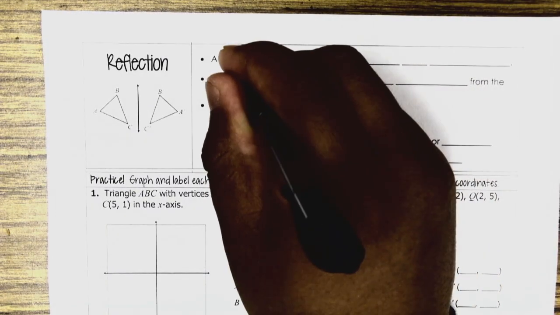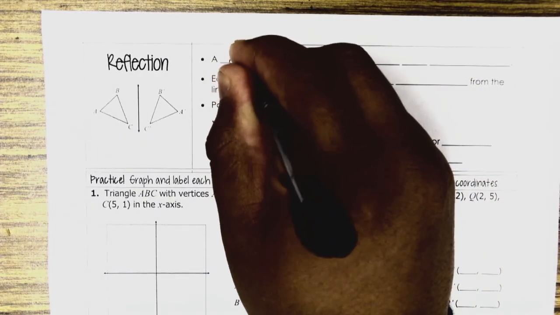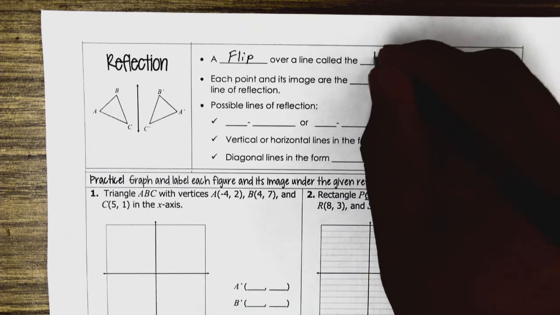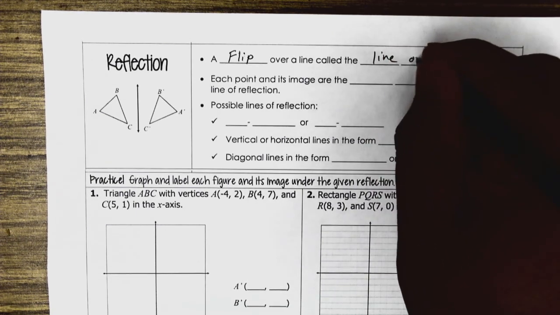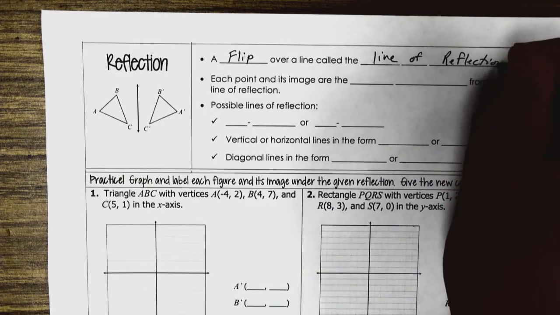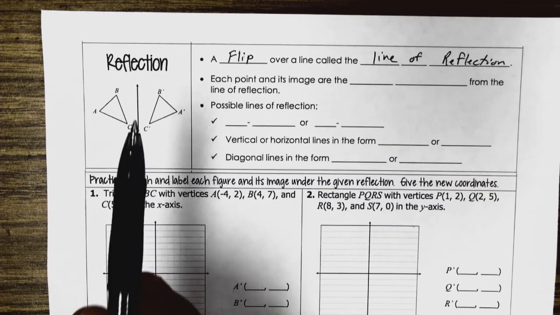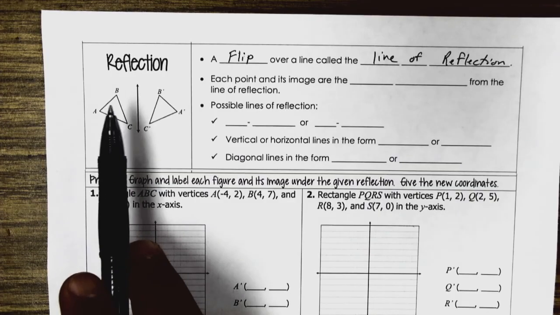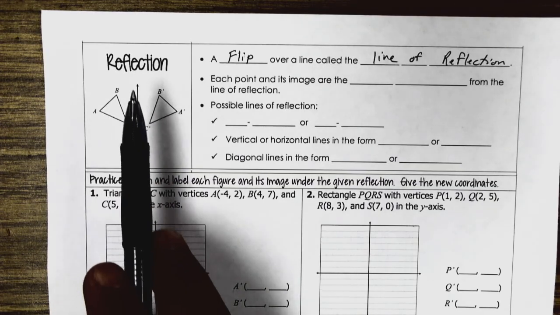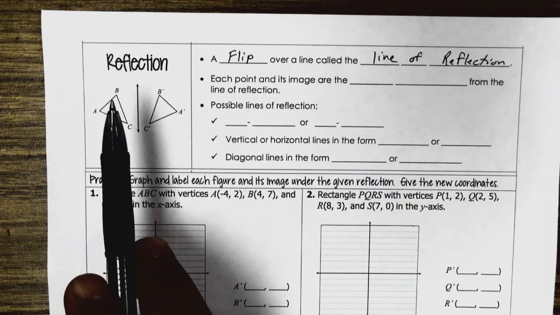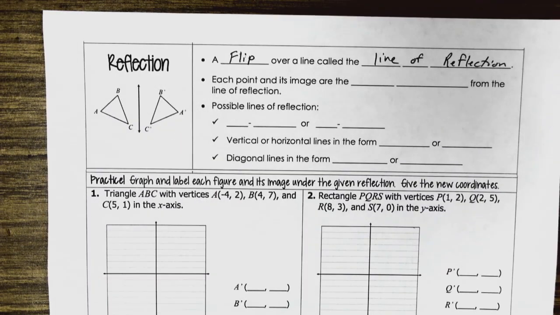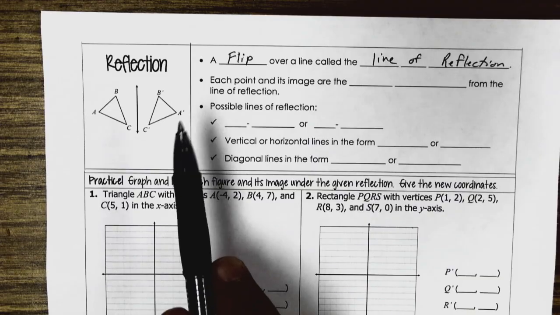So it's a flip over a line called the line of reflection. So right here is our pre-image, triangle ABC. We have this line right here. This is our line of reflection. And what's happening is that the image is being reflected on the opposite side to make our new image.